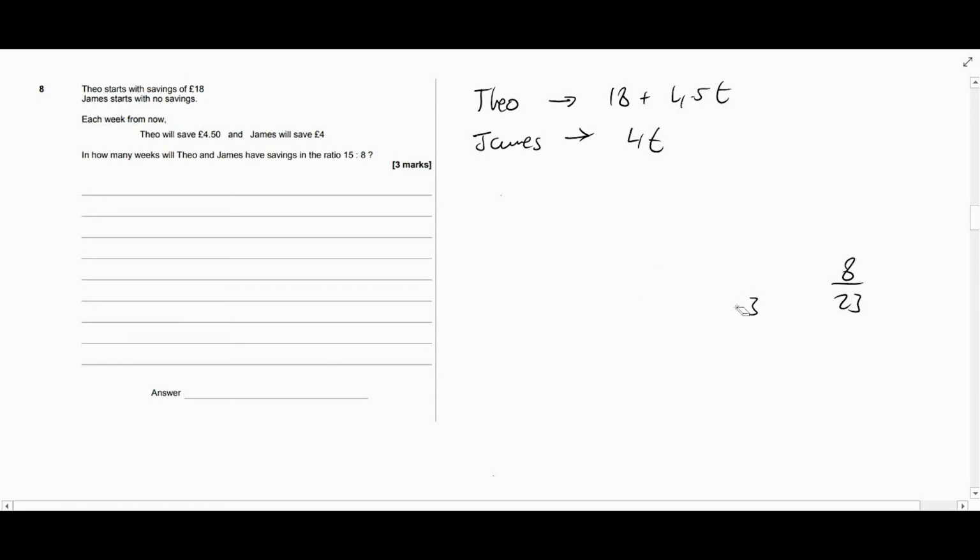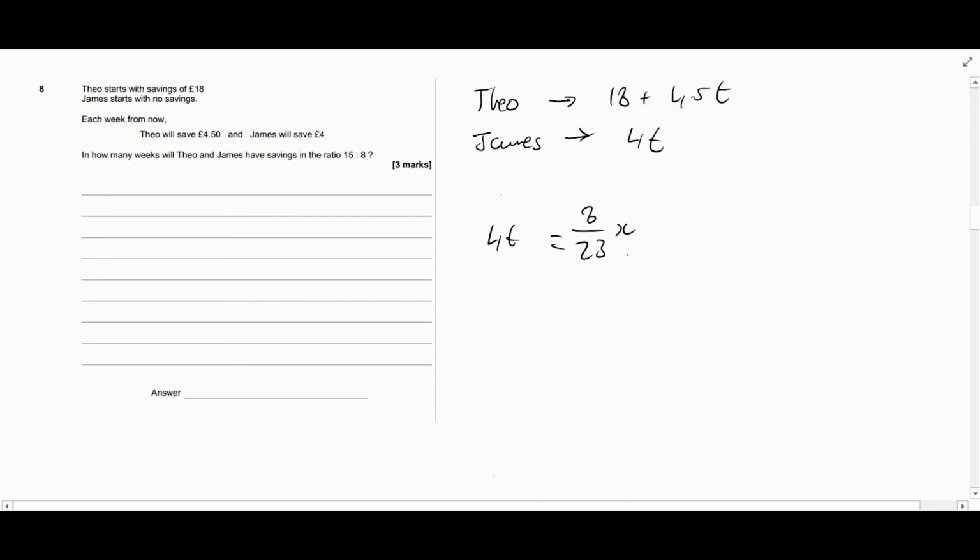That's basically our end goal. So I guess the best way to go about this would probably be to define some simultaneous equations. We have some value x and we have t, two unknowns, so simultaneous equations would be great. Start with the smaller one, James. So what we have is 4t is equal to 8 over 23x, where x is obviously the total amount they have at the time, their total savings.